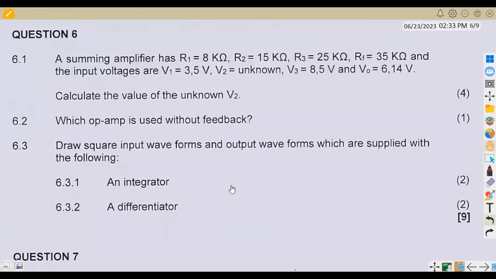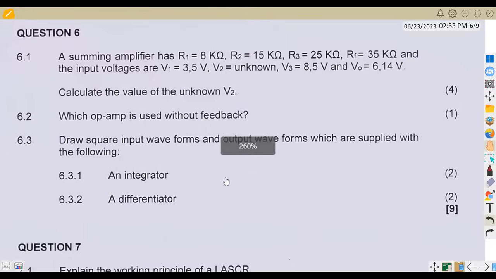All right, then we've got question number 6, where we are given a summing amplifier having the values R1, R2, R3, and RF. The input voltage V1 is given, V2 is not known, and we are given V3 and V out. Calculate the value of the unknown voltage V2. All right, so let us check what we have in this case on 6.1.